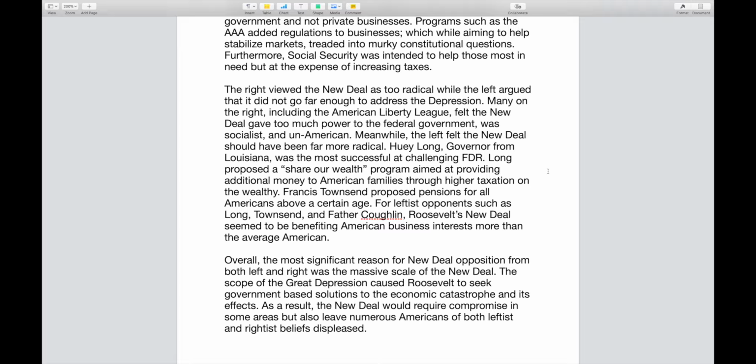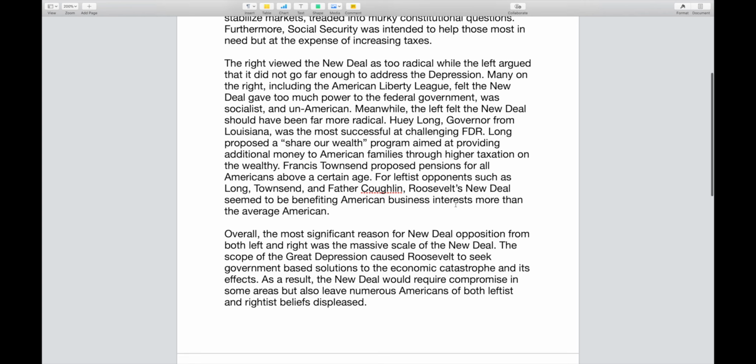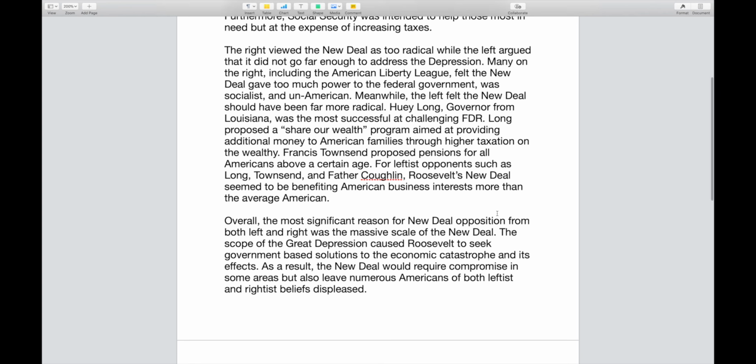wealthy. Francis Townsend proposed pensions for all Americans above a certain age, and for leftist opponents such as Long, Townsend, and Father Coughlin, Roosevelt's New Deal seemed to be benefiting American business interests more than the average American. Overall, the most significant reason for the New Deal opposition from both left and right was the massive scale of the New Deal. The scope of the Great Depression caused Roosevelt to seek government-based solutions to the economic catastrophe and its effects. As a result, the New Deal would require compromise in some areas, but also leave numerous Americans of both leftist and rightist beliefs displeased.